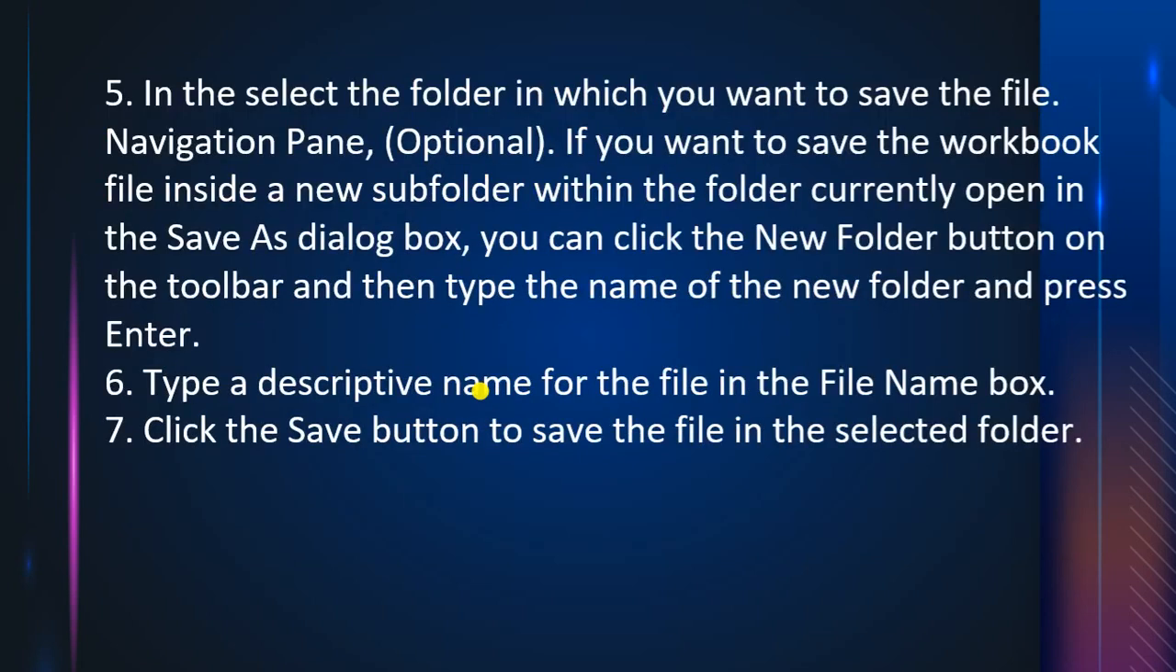In the selected folder where you want to save the file, workbook or sheet, you can also open a new subfolder there and save your file there with your name. Type a descriptive name for the file in the file name box. Give the file name and click the save button to save the file in the selected folder.